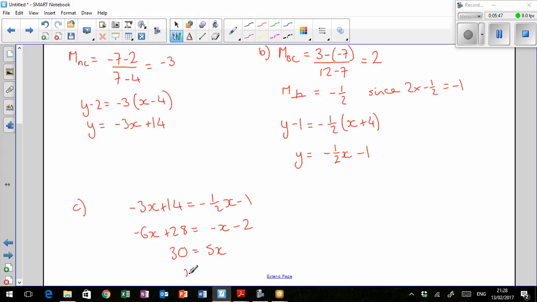So x is 6. And we know that y is equal to, well, let's just use the minus 3x plus 14. So minus 3 times 6 is negative 18, add 14 is negative 4. So the point of intersection is 6, negative 4.